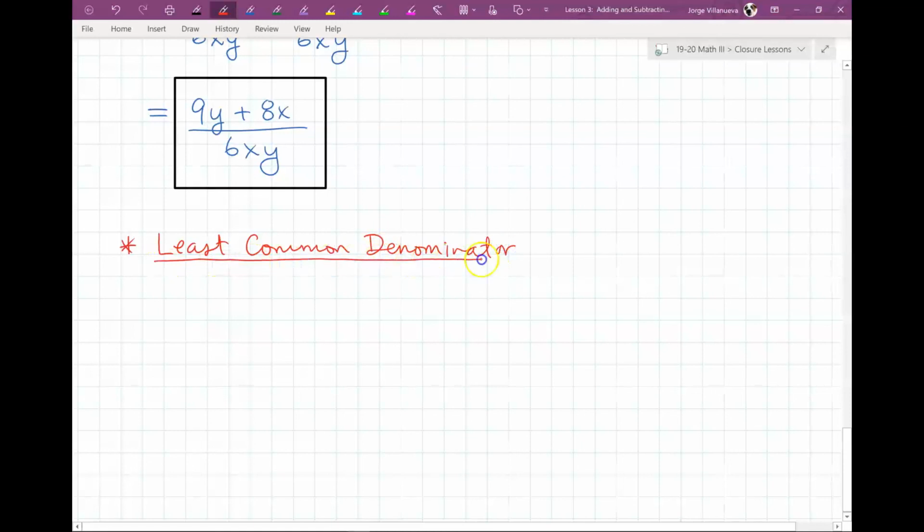So all you're going to do, I'm just going to put right here, just multiply the denominators. Okay, so for this lesson, just multiply the denominator. So let me just give you a real quick example of this, and we are done.